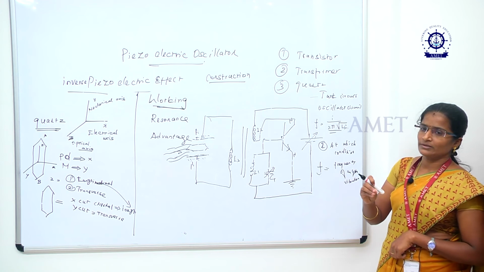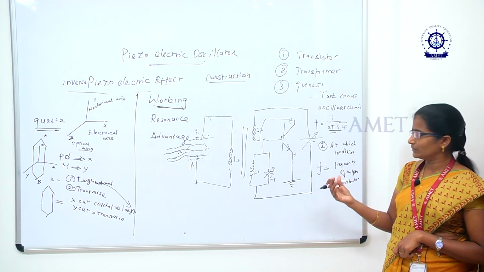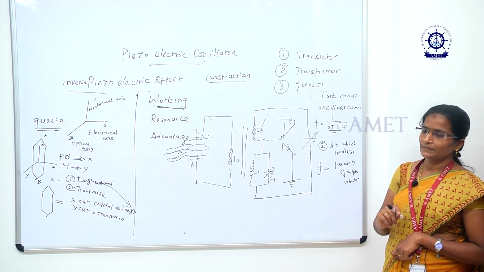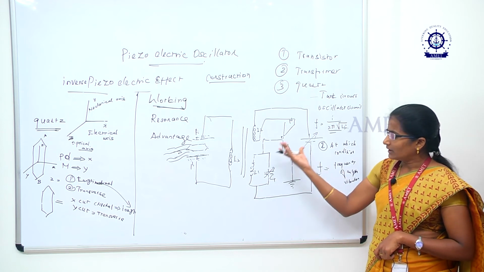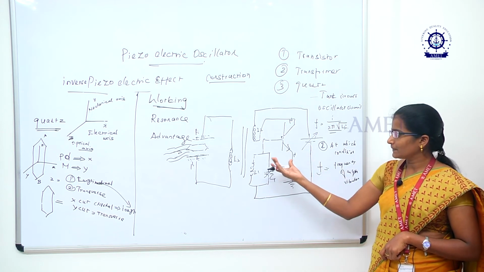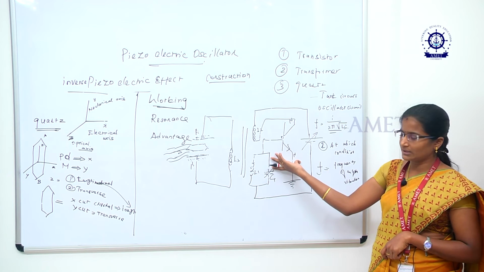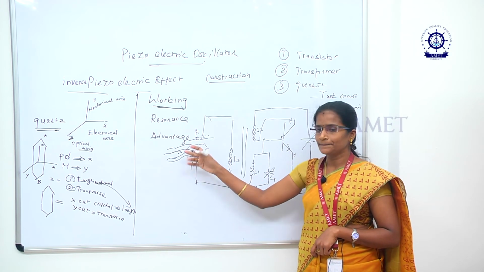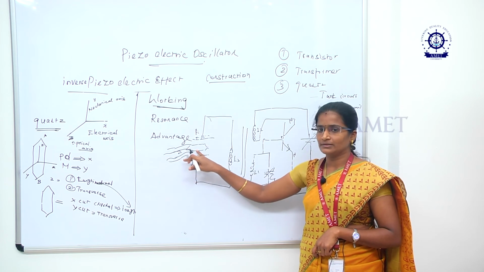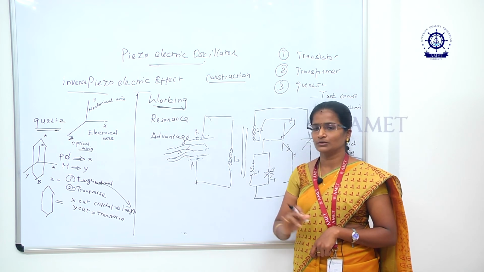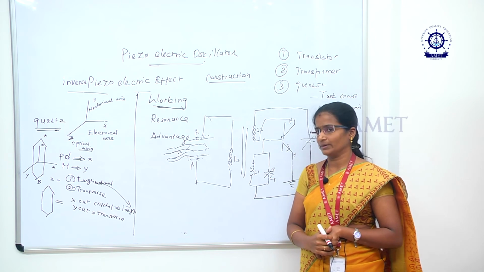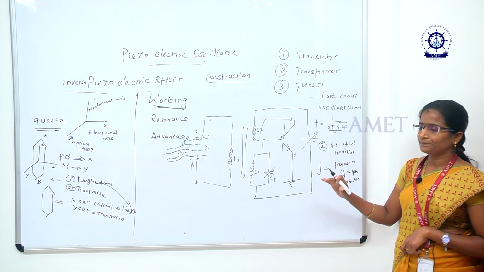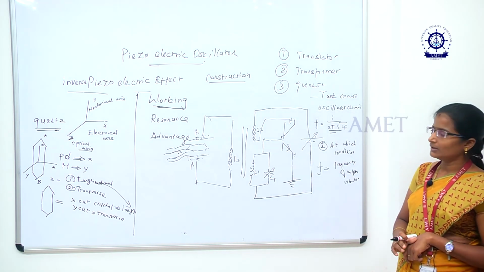So, the main thing in this oscillator circuit is the resonance point. The resonant point is the point at which the frequency of the oscillator circuit exactly coincides with, or is equal to, the natural frequency of the crystal vibration. That time only the quartz crystal produces ultrasonic waves. Okay, so this is the main thing in the oscillator circuit.